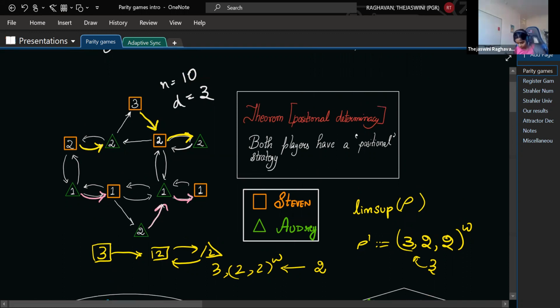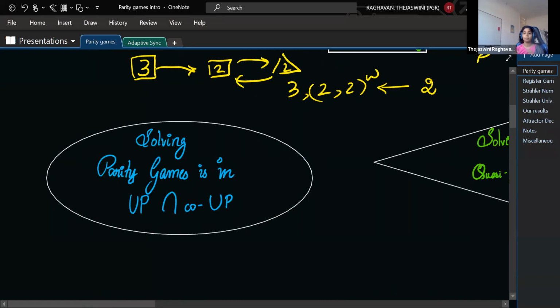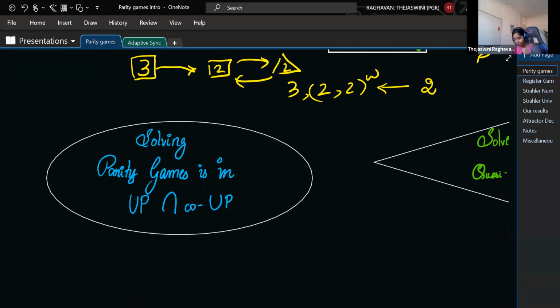So now maybe it is time to move on to why we want to look at parity games. There are many reasons, but if you focus solely on the complexity theory aspect, we know that solving parity games is in the interesting class NP intersection co-NP, and also in UP intersection co-UP. But it's still not known whether there is a polynomial time algorithm that solves this or not.